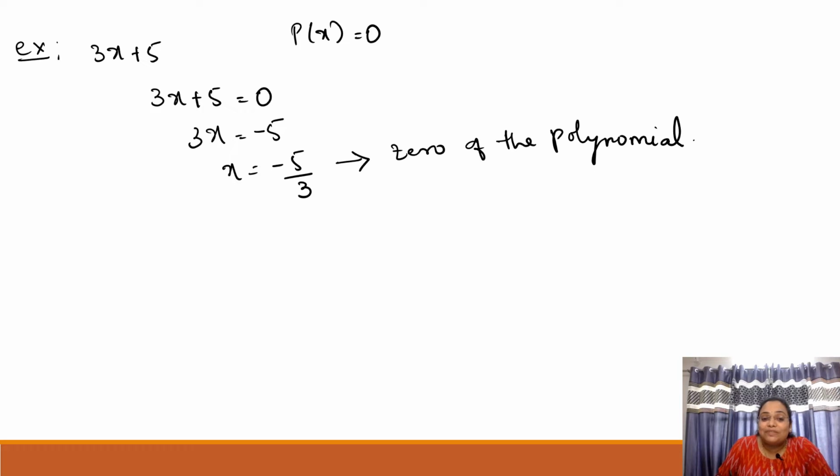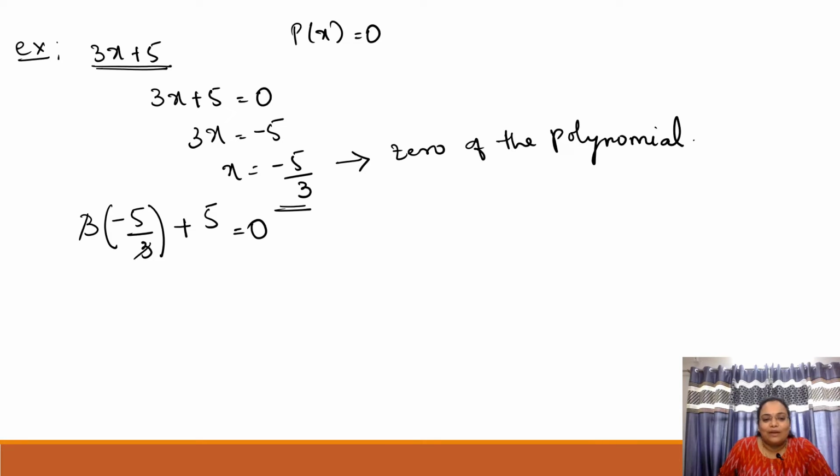Now let us substitute this minus 5 by 3 in the place of x. So that will be 3 of minus 5 by 3 plus 5. That is minus 5 plus 5, which is 0. Yes, so this minus 5 by 3 is said to be a zero of the polynomial.